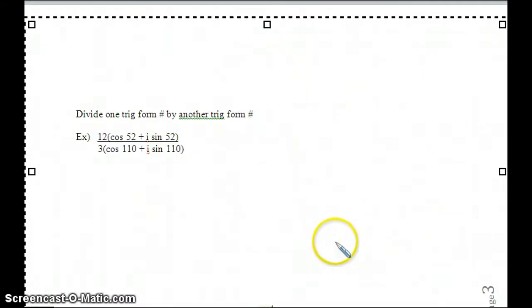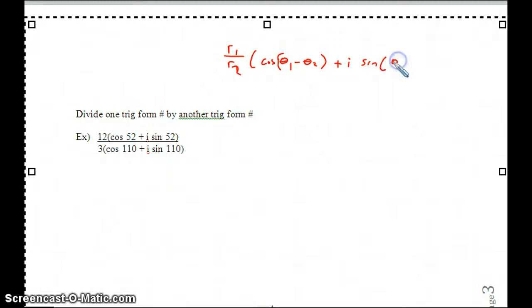So now we are dividing a complex number in trigonometric form by another complex number in trigonometric form. And you can't see any more of the formula, so I'll just write that formula down up here at the top of the paper. So you take R1 divided by R2, and you times that by the cosine of theta 1 minus theta 2, and you add to that I sine of theta 1 minus theta 2. Again, these should be brackets instead of parentheses. So that's the form.